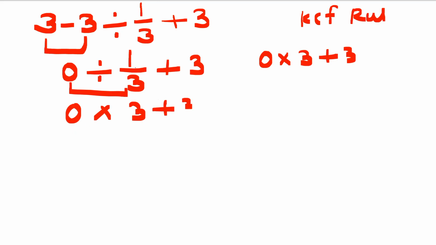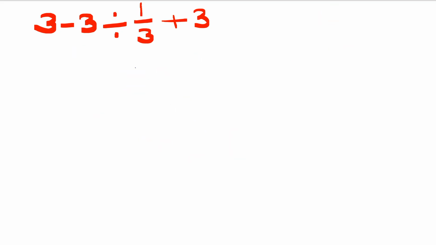3 plus 3, and 0 multiplied by 3 is equal to 0 plus 3, and the final answer is 3. But this answer is not correct for this expression. I am solving it here to get the correct answer. So first, the PEMDAS rule.